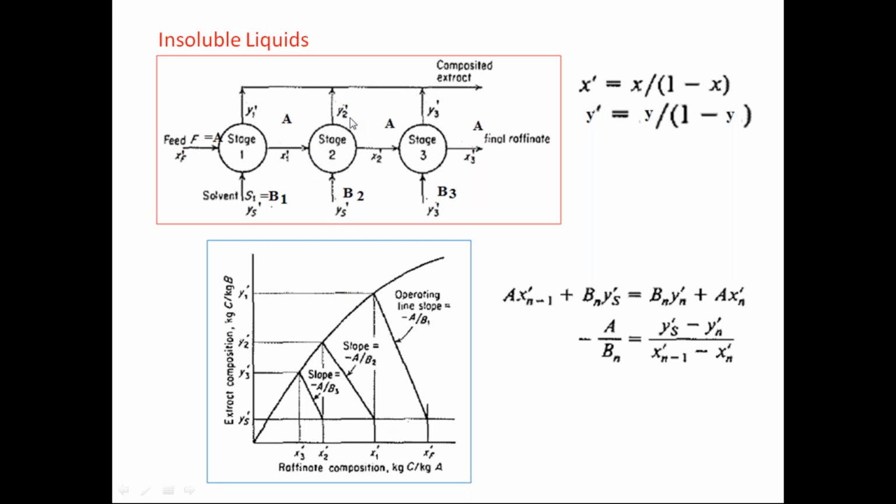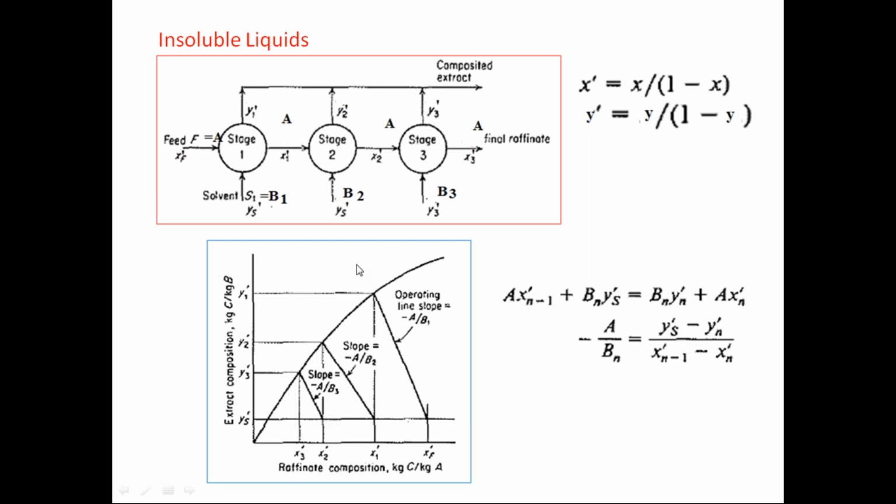So you are getting here Y1 prime and X1 prime. Y1 prime will be going along with the extract and X1 prime with A, because this doesn't change. This much solute concentration will enter stage 2. Again you are adding some more solvent to treat further, then you'll get Y2, X2. Then again you have an operating line slope of minus A by B2. Then you can find Y2 prime and X2 prime, and similarly you can draw for the third stage.